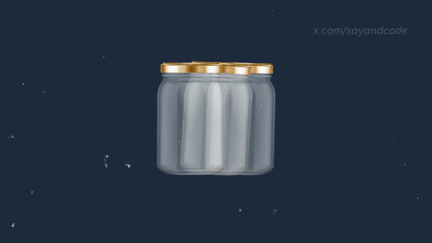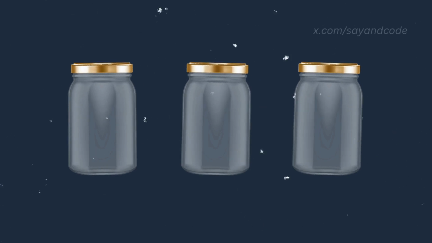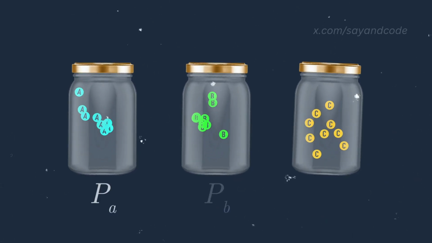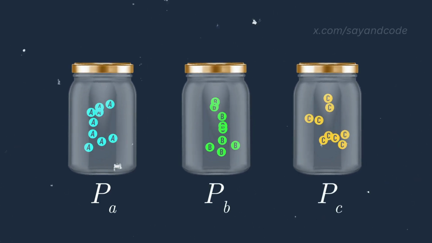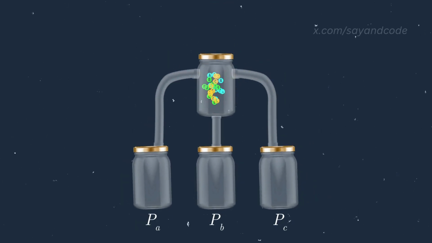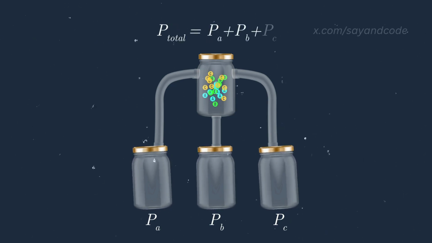Imagine you have three containers which have the same volume, which are kept at the same temperature. If you fill each container with a different gas, A, B, and C, then each container would have a different pressure. Dalton discovered that if you took all these gases and moved them to a new container, which has the same volume and temperature, then the new pressure inside the container that has all three gases, called the total pressure, would be the sum of the pressures inside the first three containers.